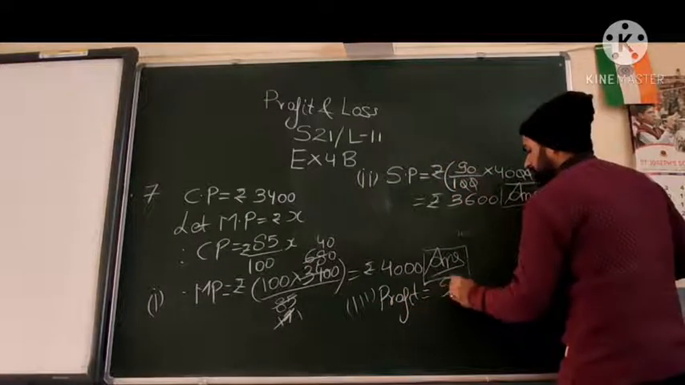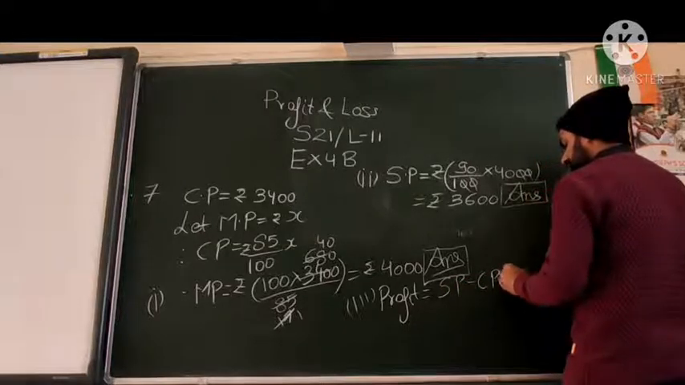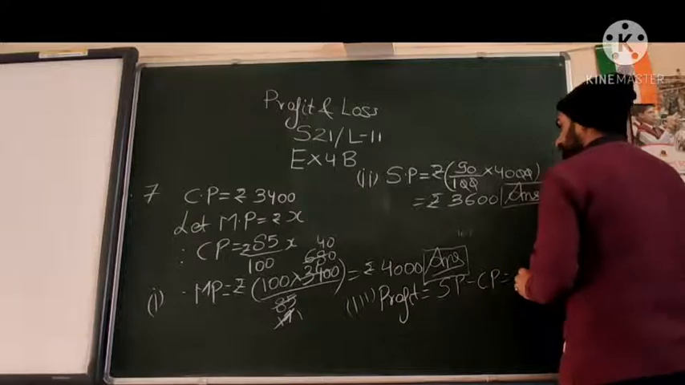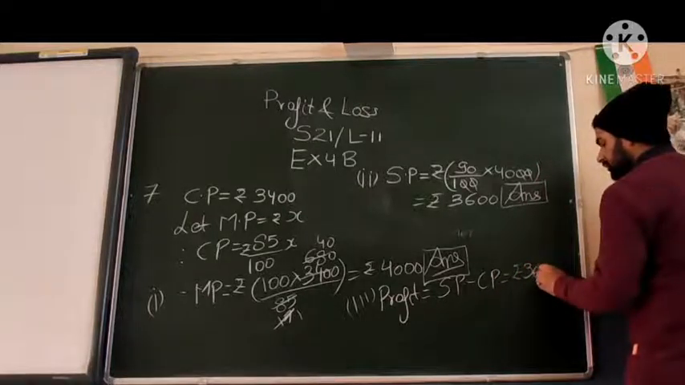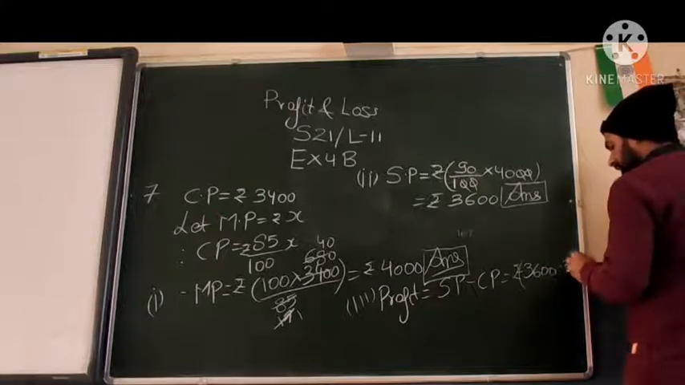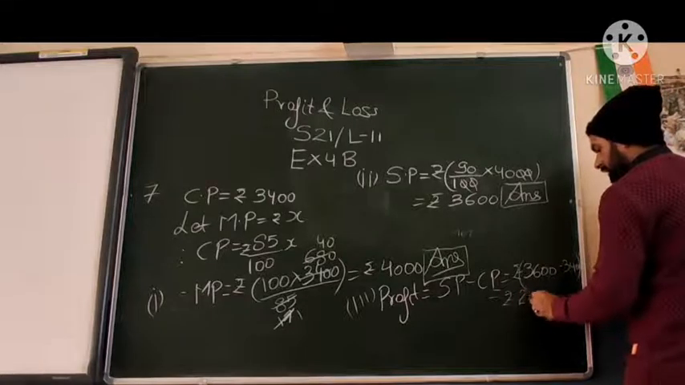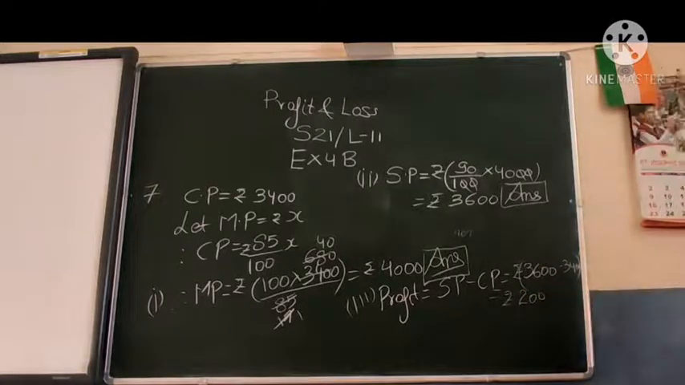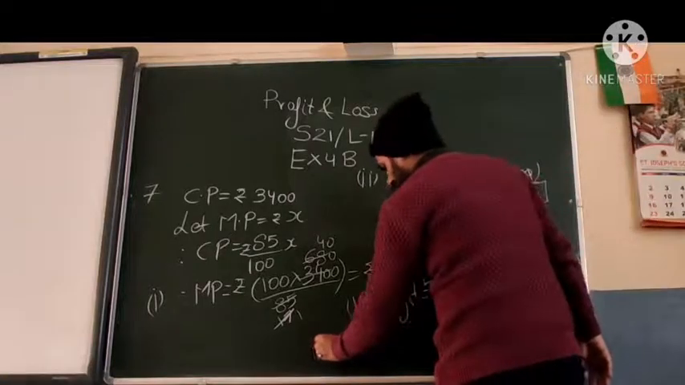Profit is equal to SP minus CP, that is equal to rupees 3600 minus 3400. Put the rupee symbol here, comma, bracket. Rupees 200. Is that the answer? Yes, it is.